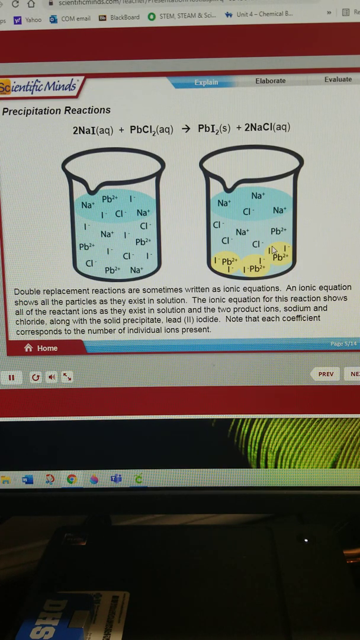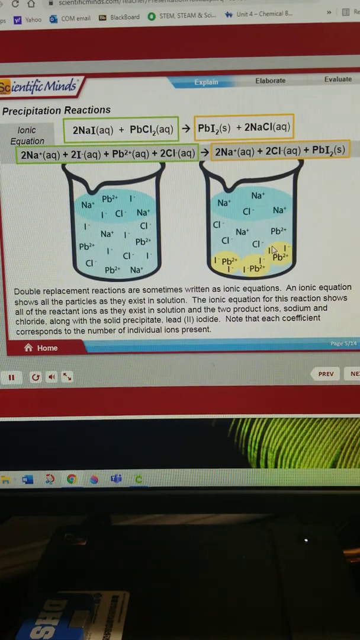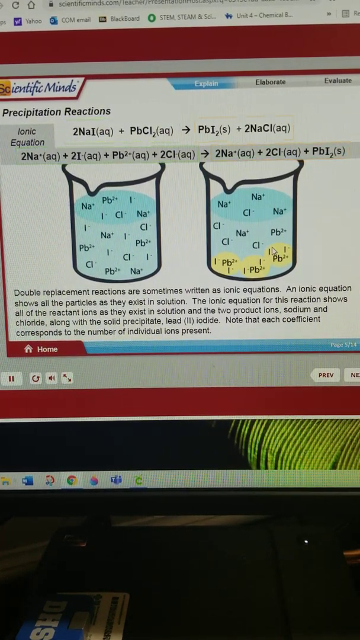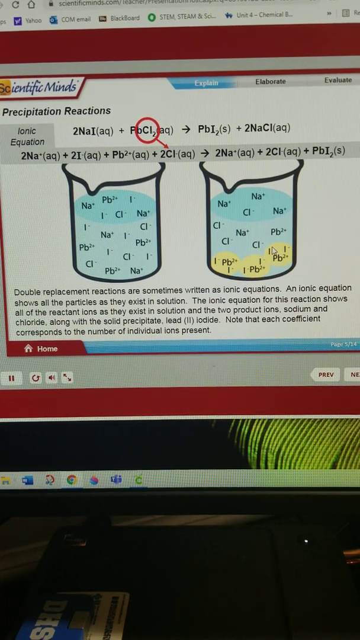Double replacement reactions are sometimes written as ionic equations. An ionic equation shows all the particles as they exist in solution. The ionic equation for this reaction shows all of the reactant ions as they exist in solution and the two product ions, sodium and chloride, along with a solid precipitate, lead-2 iodide. Note that each coefficient corresponds to the number of individual ions present.